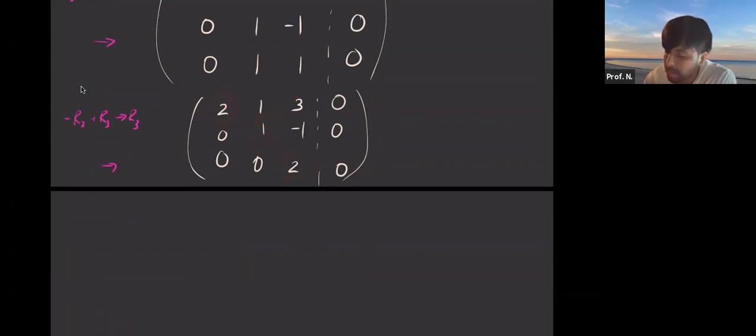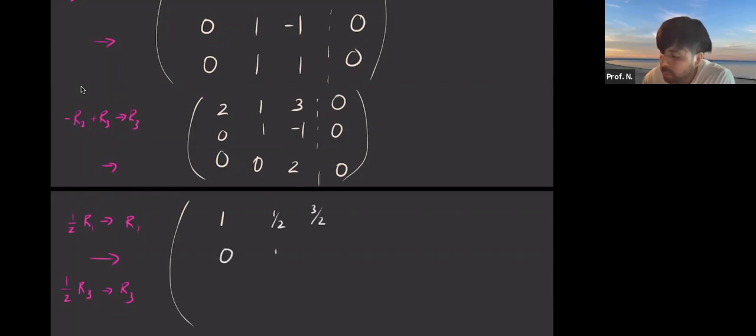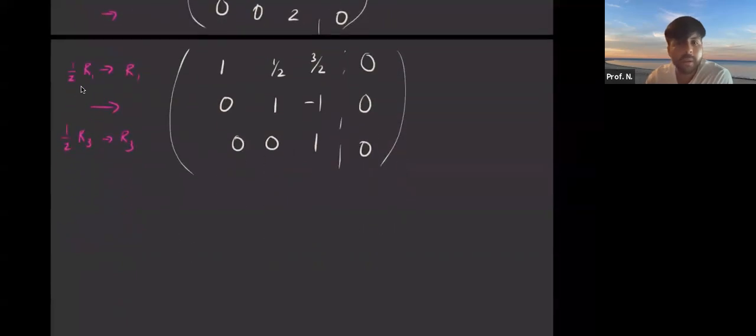So what do I do? I can do half of R1 and make that R1, and half of R3 and make that R3. When I do that, I get 1, a half, 3 halves, then 0, 1, -1, and 0, 0, 1. And then what do I want to do? I want to get rid of this 1 here. What do I have to do? Just add R3 plus R2 and put that into R2.